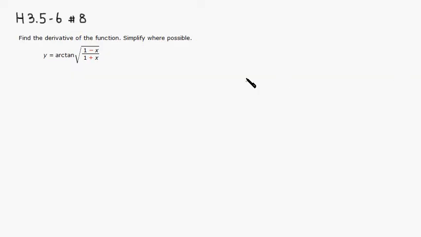Remember that we know how to take the derivative of arctangent. If you take arctangent of just x and take the derivative of that, we learned that it was 1 over 1 plus x squared. So let's use that to take the derivative.